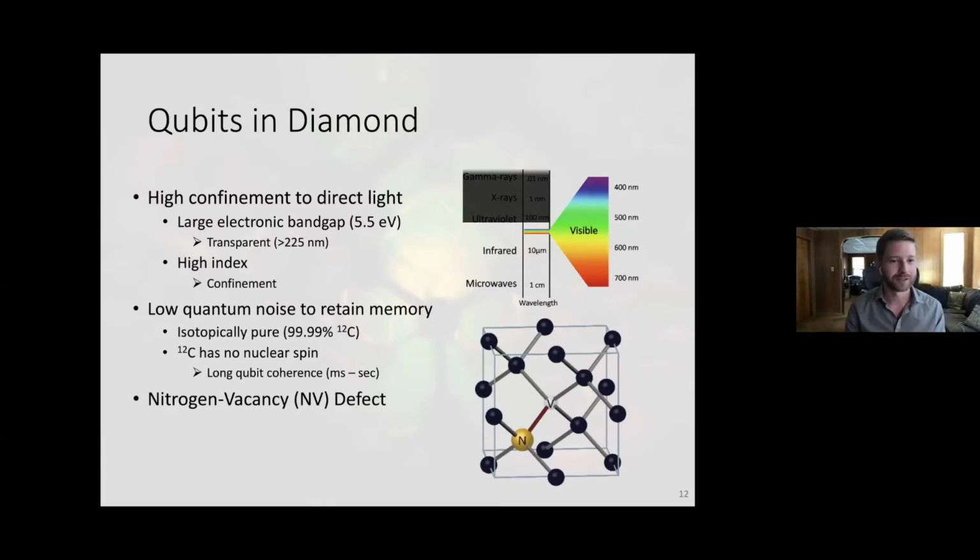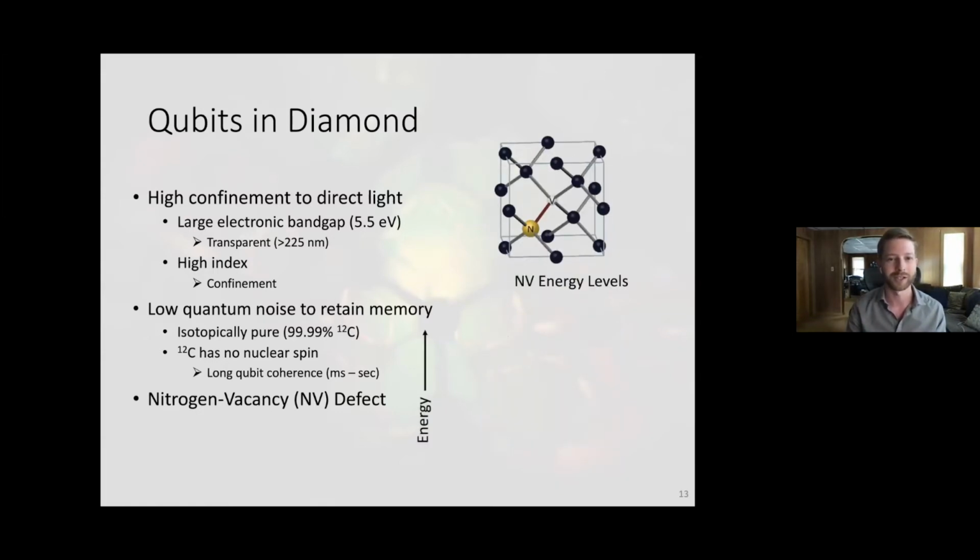And a nitrogen vacancy is the defect of choice for diamond at the moment. It is just a nitrogen atom that substitutes one of the carbons and neighbors a vacancy in the lattice. Given this kind of geometry, we can take a look at the electronic structure that it generates. We get a spin triplet ground state where the ms equals 0 spin and the ±1 spin are separated by a spin-spin interaction.